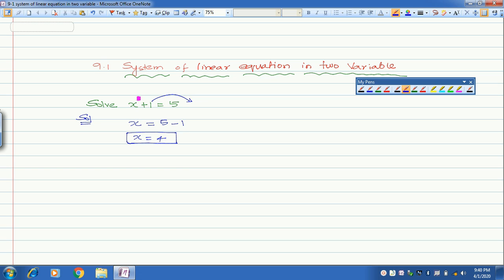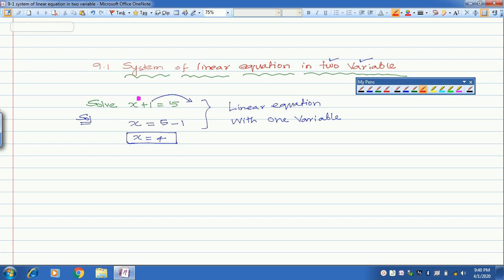When you have only one variable, we call this one the linear equation. Since the x power is 1, we call it linear. If it is 2 x square, we call it quadratic equation. Linear equation with one variable includes only one variable x, you have to calculate only x. Here we are discussing the two variable. So let us go with this one.